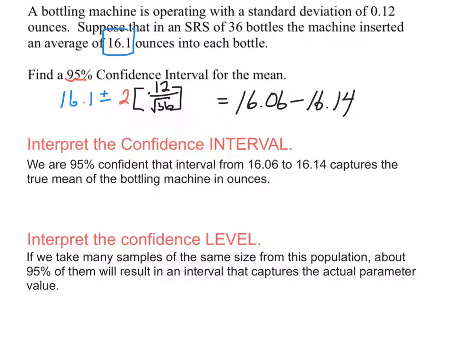Okay? So pay very close attention to those two, because you'll notice the interval almost is a more applicable thing. We actually have numbers. We say, hey, we're pretty confident that the actual mean is somewhere in there. Where the level is more kind of overall, what did this process say? It says that if we did the same thing over and over and over again, about 95% of our intervals would capture the actual parameter value. Okay? So make sure you pay attention to the difference.